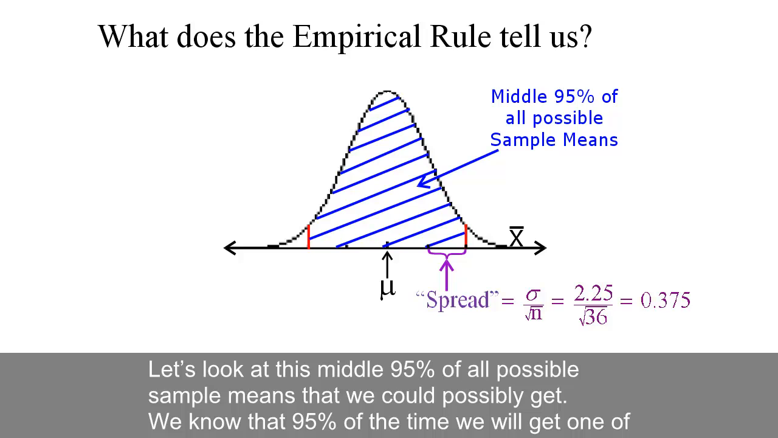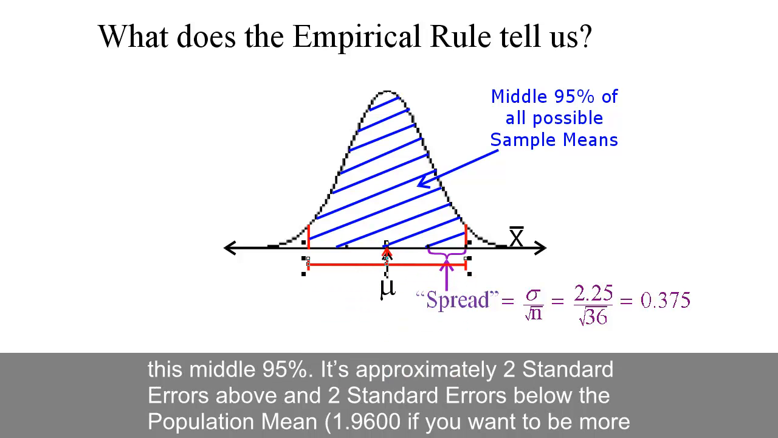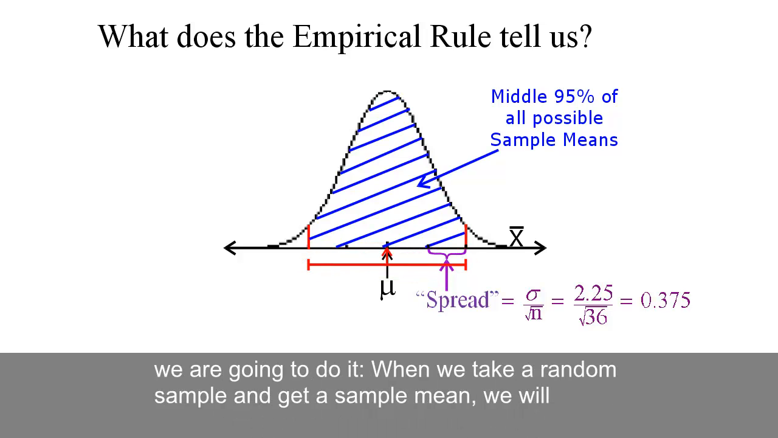We know that 95% of the time we will get one of these sample means. That's what the sampling distribution for the sample mean is telling us. Observe the length of this interval that contains the middle 95%. It's approximately 2 standard errors above and 2 standard errors below the population mean. 1.96 if you want to be more exact, but let's just round off to 2 for now. We are going to use the length of this interval to create our confidence interval. This is how we are going to do it.